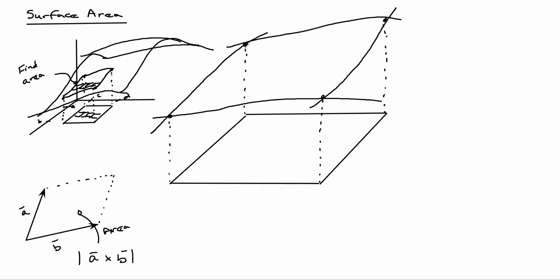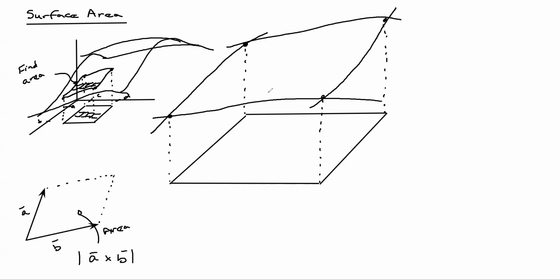Well, if we can define a vector that points from one side over to the other, covers this piece here, and we could define a vector that points from here to here, then we could find the length of the cross product of those two vectors, and it would give us an approximation. That's important to talk about.